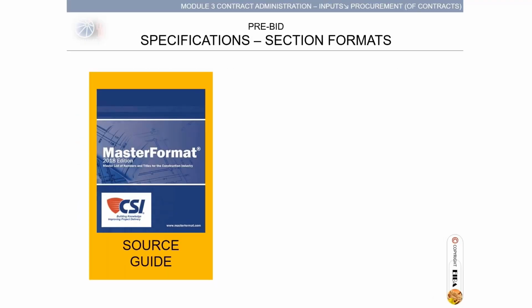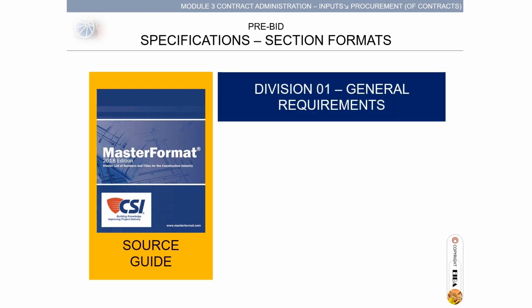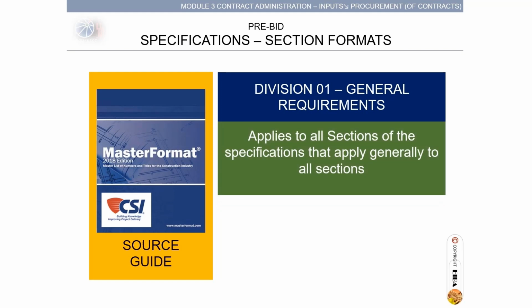The source guide, MasterFormat 2018 edition, is published by the Construction Specifications Institute. This guide provides the master list of numbers and titles for the construction industry, by and large, globally. The sections are headlined by divisions. Division 01, General Requirements, applies to all sections of the specification.